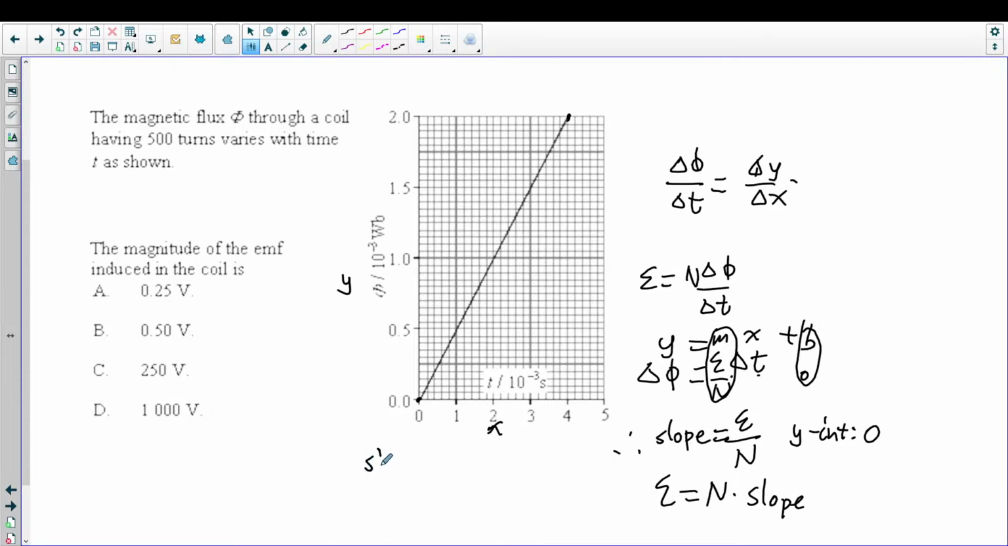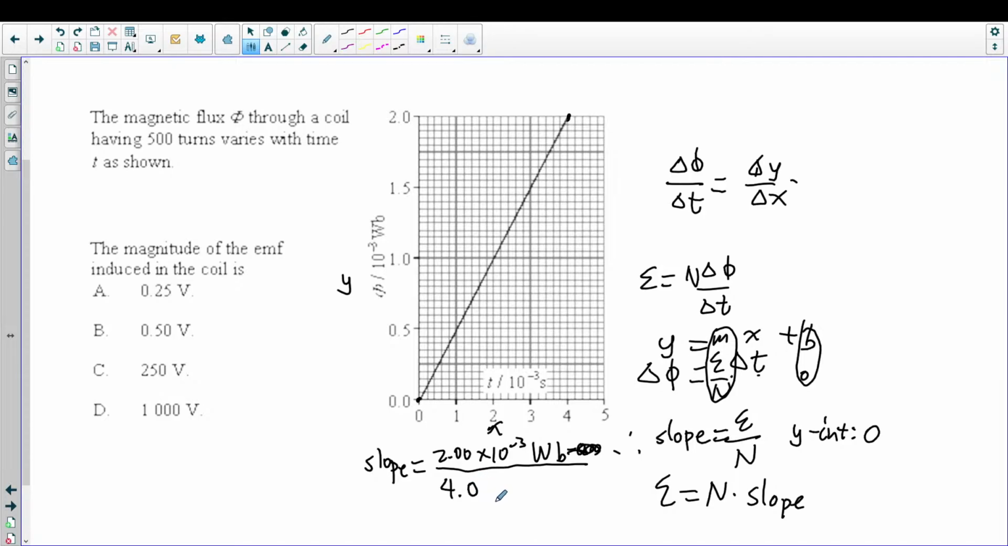So the slope is equal to the change in y, which is 2.00 times 10 to the negative 3 Webers, that's the unit, Tesla meter squared is Weber, divided by minus 0.0, divided by the x value, which is 4.0 times 10 to the negative 3 seconds.